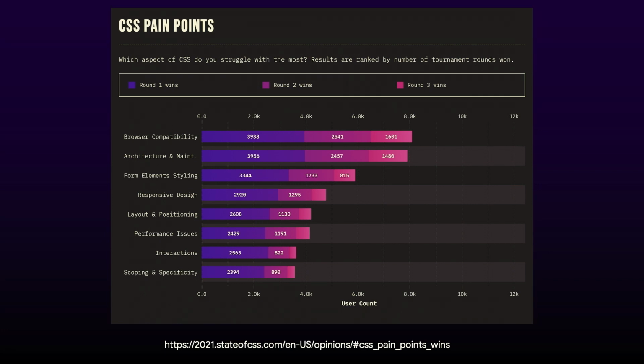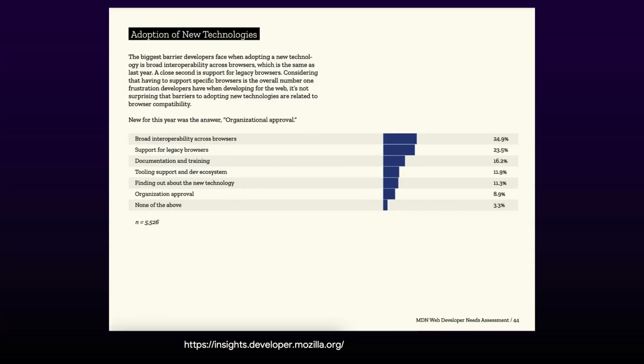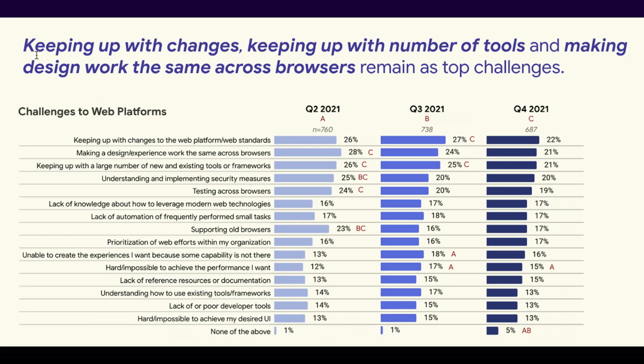So this is the State of CSS survey. Browser compatibility is top of the list. This is the MDN Developer Needs Assessment. Interoperability across browsers, top of the list. And here's some research conducted at Google. We survey web developers. And again, making a designer experience work the same across browsers, that's the top challenge. People are finding this stuff hard.